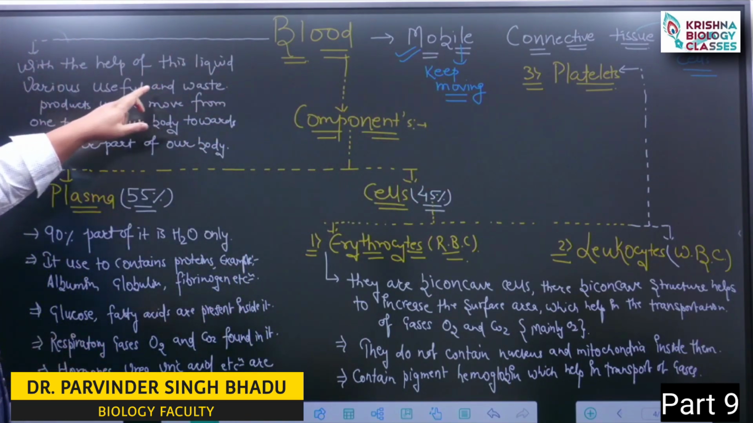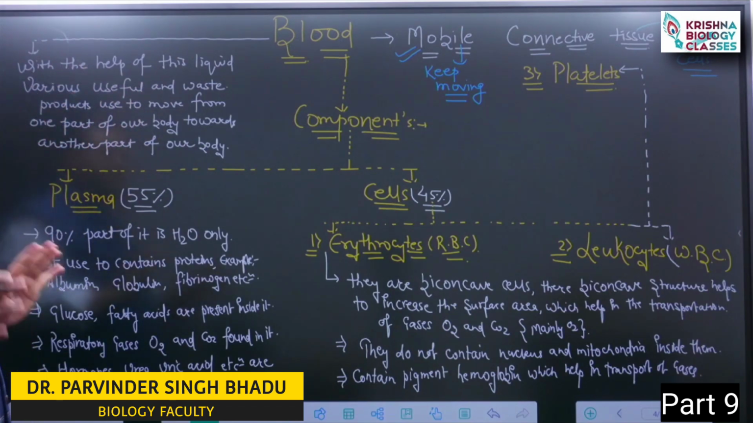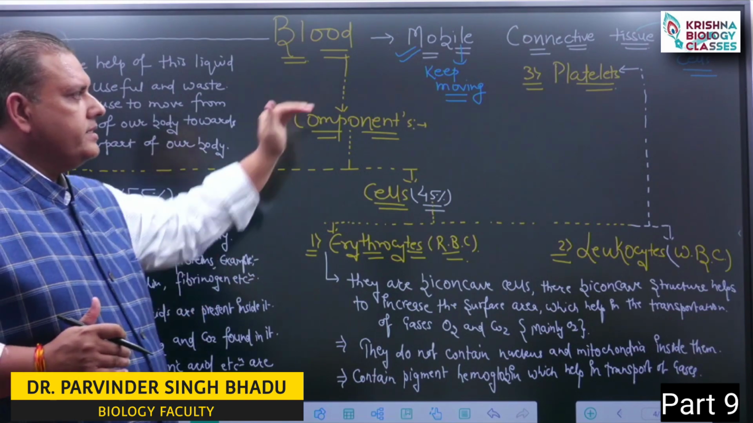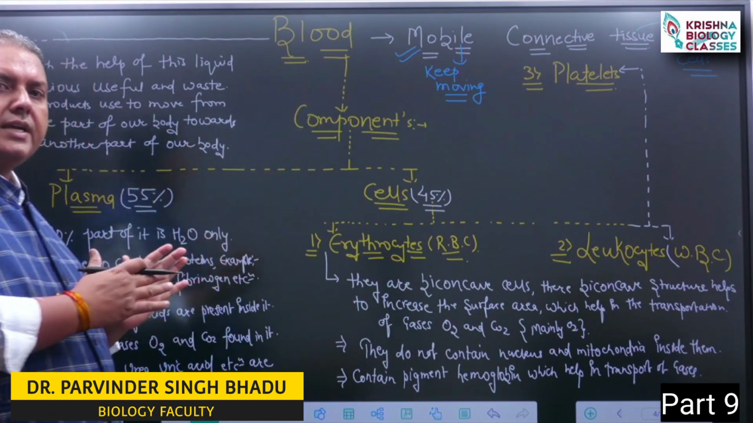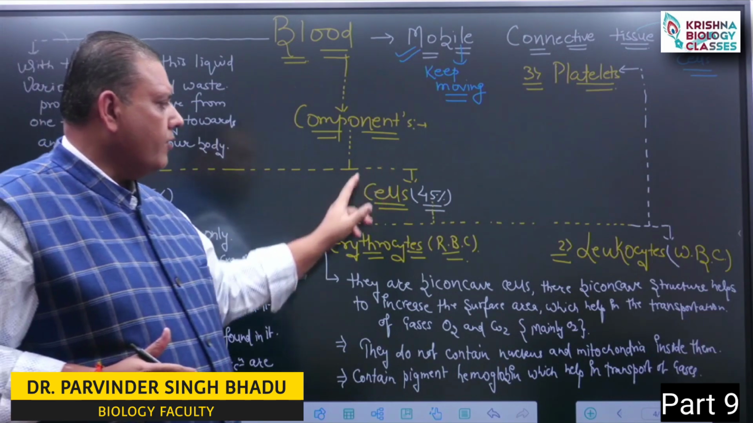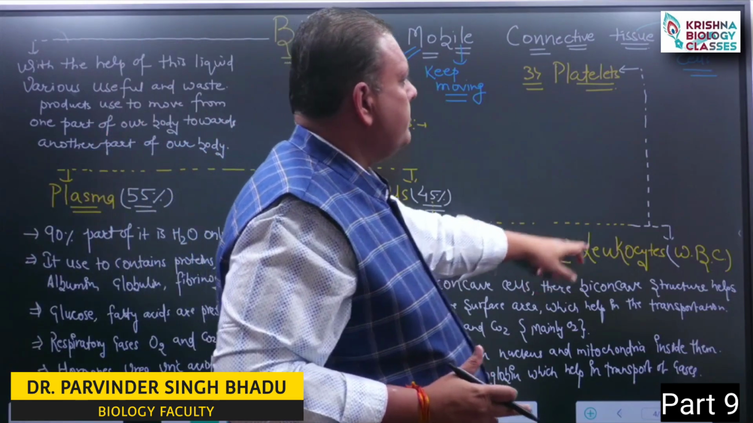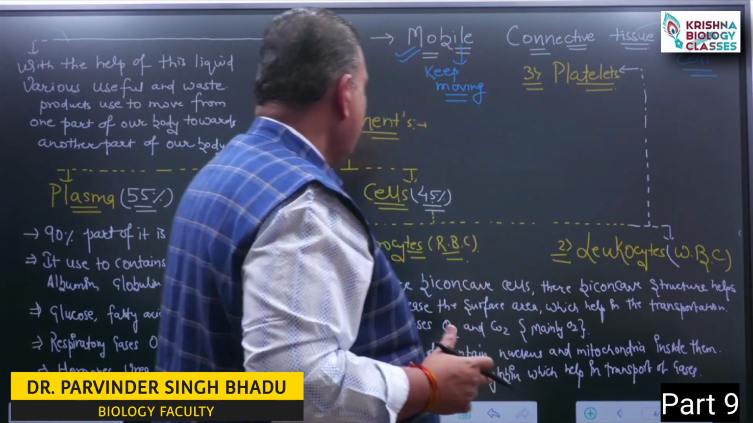With the help of this liquid, various useful and waste products move from one part to another. If we discuss its components, it is divided into two parts: the liquid part, which is the plasma, and the cellular components. The major cellular components are red blood cells, white blood cells and platelets.